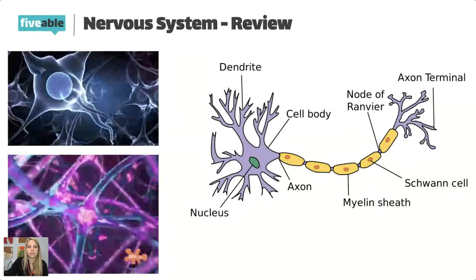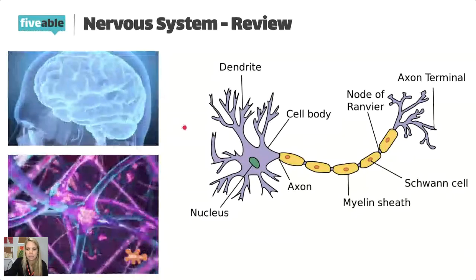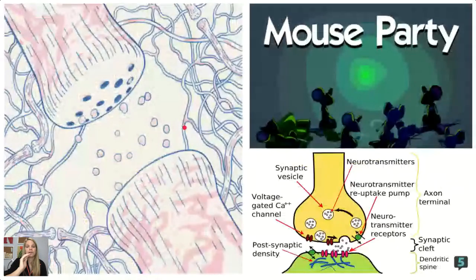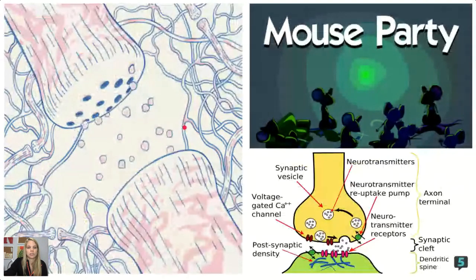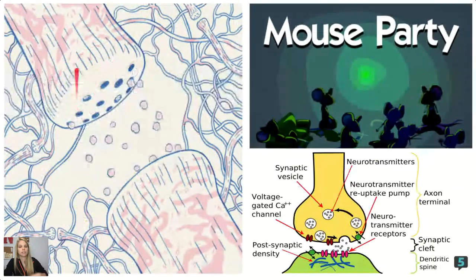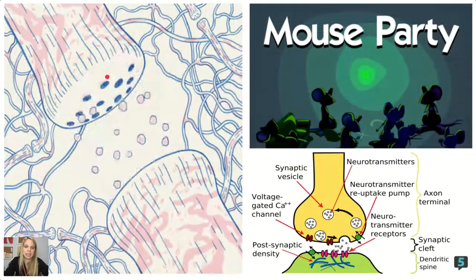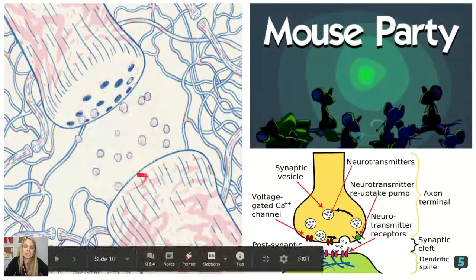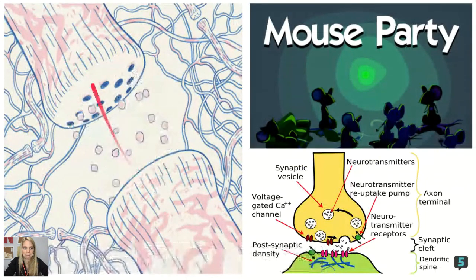So once you know how all that works, we've got an axon because it's releasing something. And then we've got a dendrite right here that is receiving something.